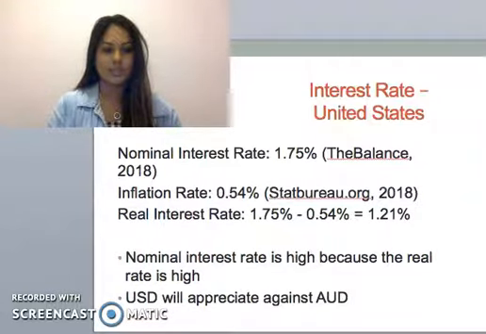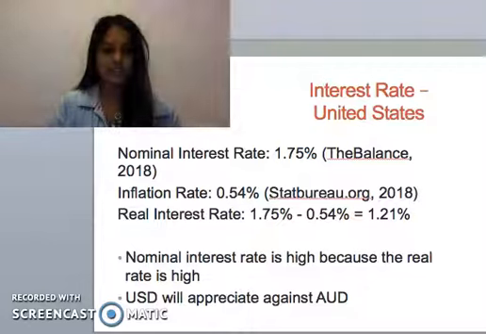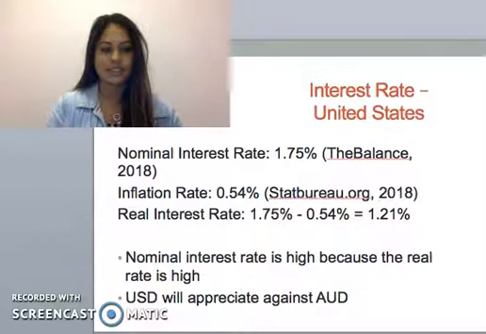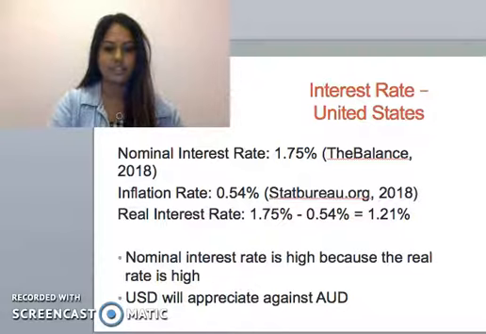Statistics given to us by the Bank in 2018 show the nominal interest rate for the US sits at 1.75%. Due to the high real interest rate, the US dollar will appreciate against the Australian dollar.